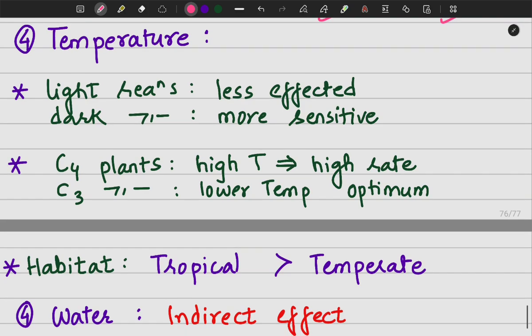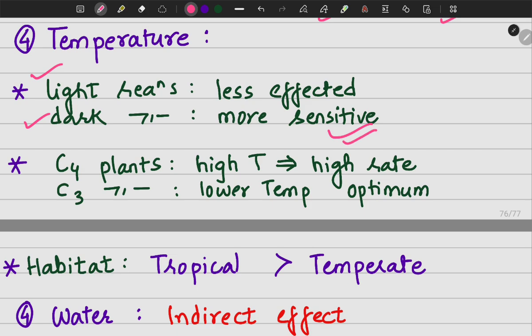Now the next factor is the temperature. We know that photosynthesis has two steps, a light reaction and a dark reaction. If we talk about the temperature, then the light reactions are very less affected by fluctuation in the temperature. Although light reaction is also sensitive to temperature, it is not very much affected with change in temperature. But the dark reaction, which involves a lot of enzymes for the reactions to occur, is more sensitive towards the temperature.